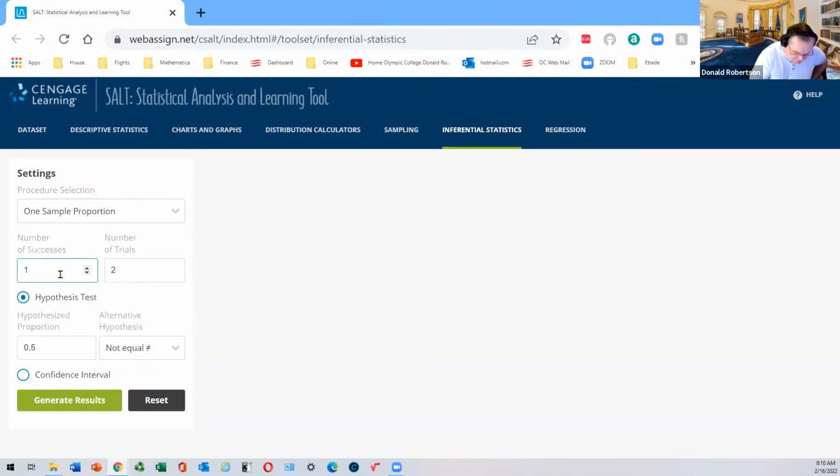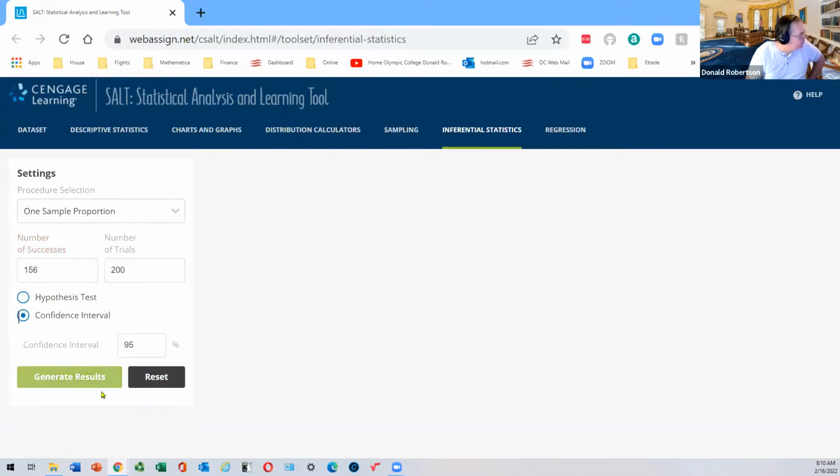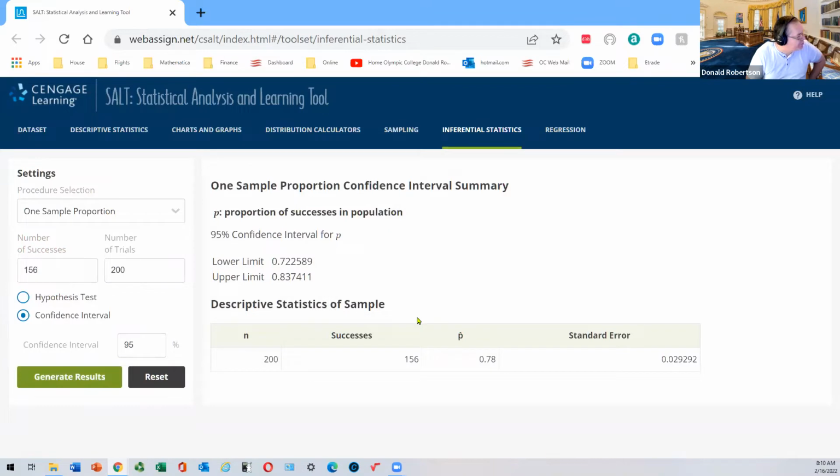Just double checking. 156 out of 200. Confidence interval, generate. So the answer would be somewhere about 72% up to about 84%. And the standard error would be about roughly 3%.